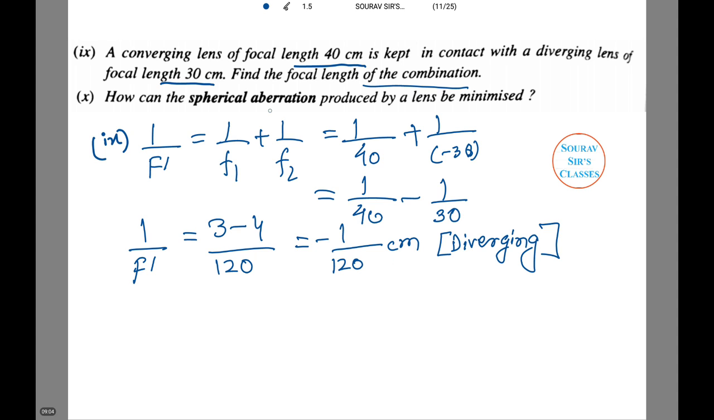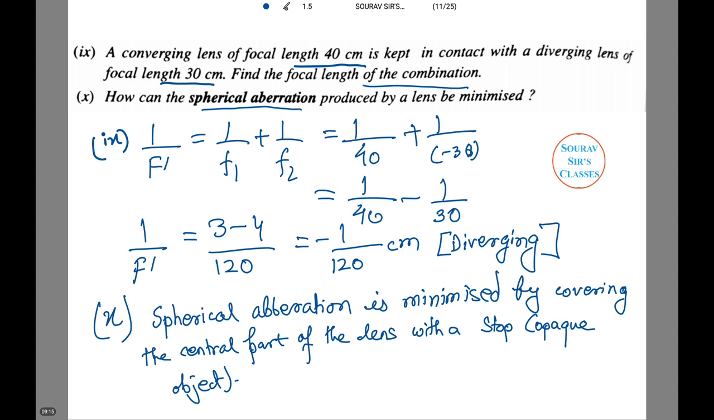In the next one, we are asked, how can the spherical aberration produced by a lens be minimized? Let's see. Spherical aberration can be removed by covering the central part of the lens with a stop, which is actually an opaque object that is put in for this purpose. Moving on to the other questions.